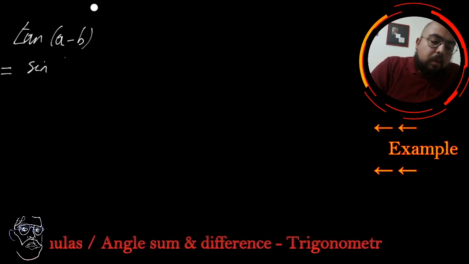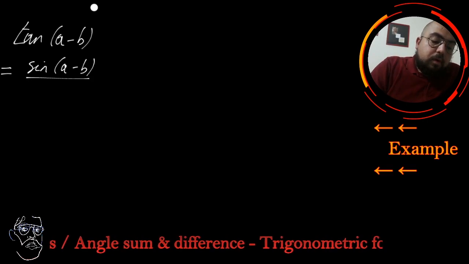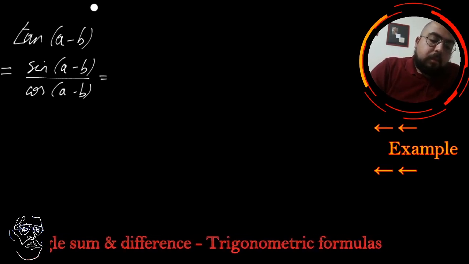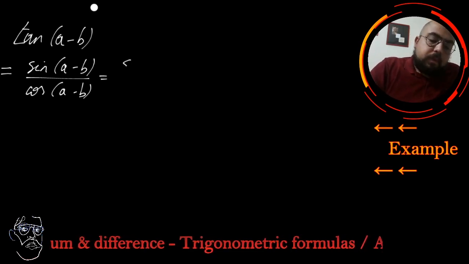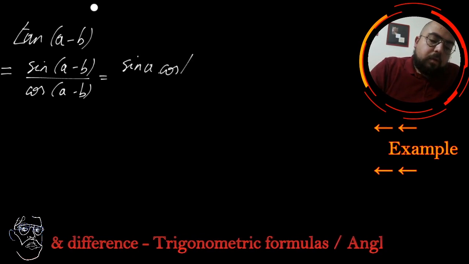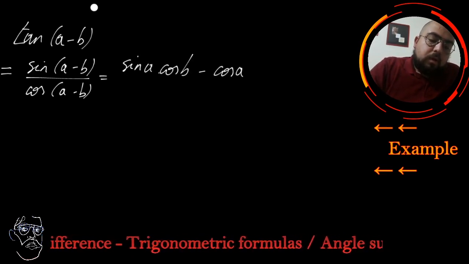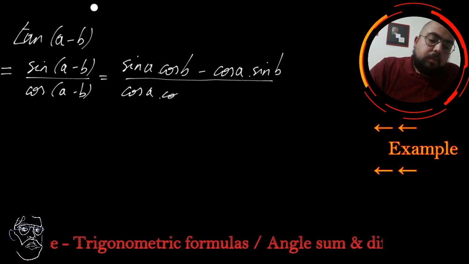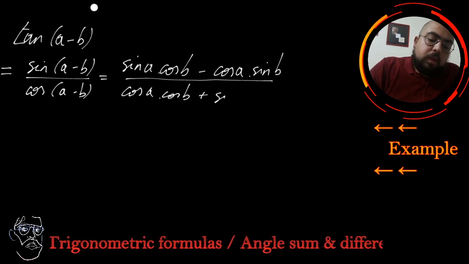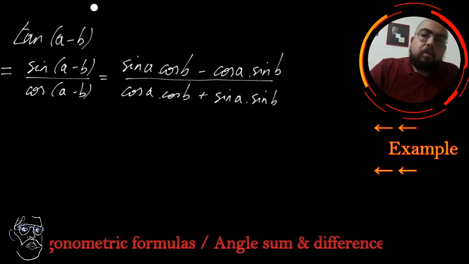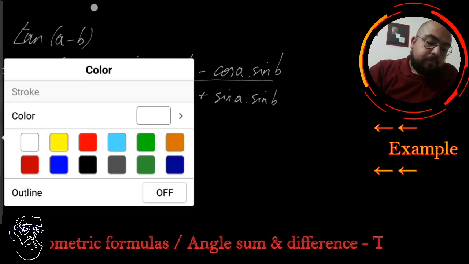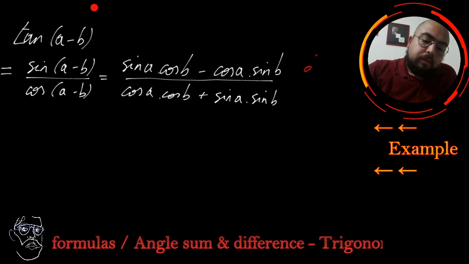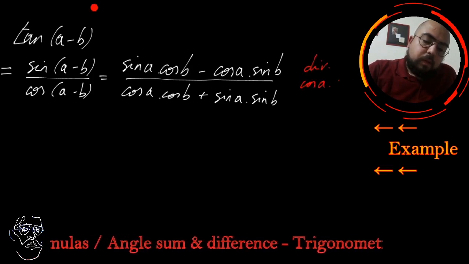It's sine of A minus B over cosine of A minus B. So it's simply sine A cosine B minus cosine A times sine B over cosine A times cosine B plus sine A times sine B. Alright, now I'm going to divide by cosine A times cosine B.